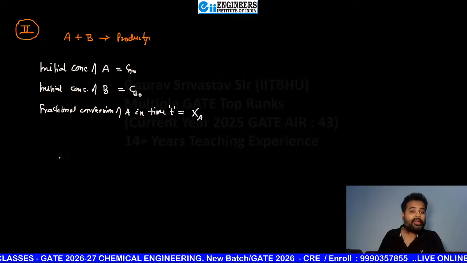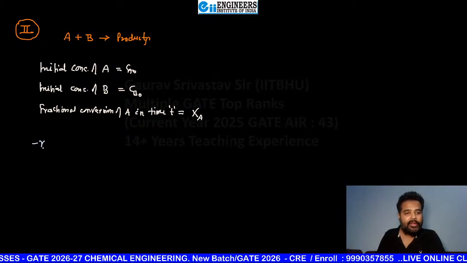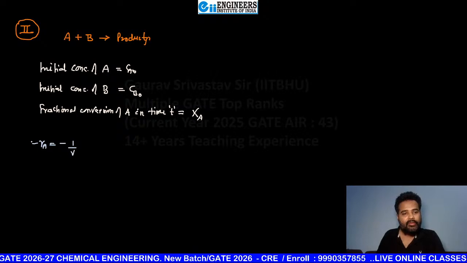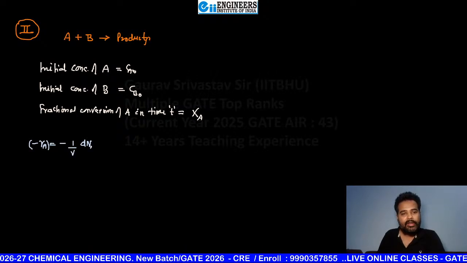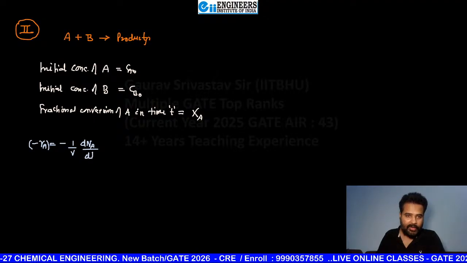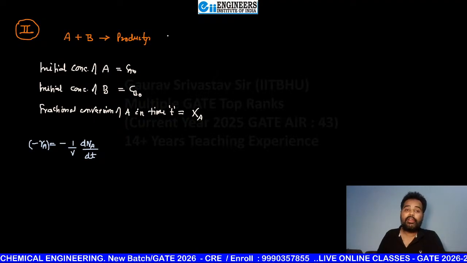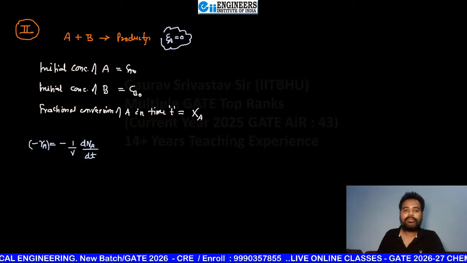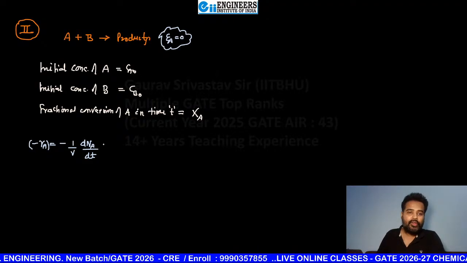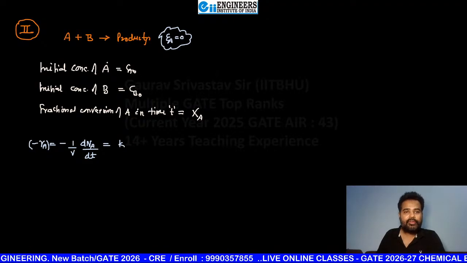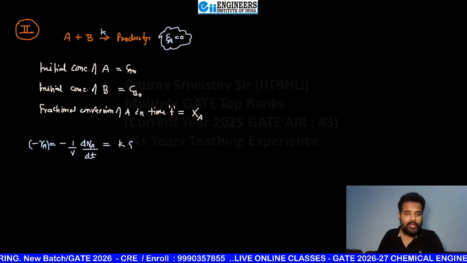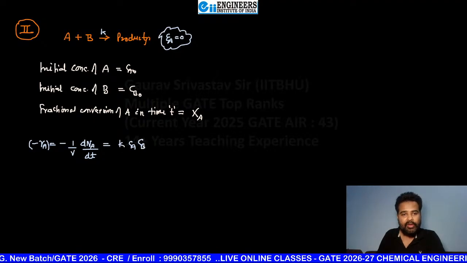And here the rate expression you are going to write like Ra is equal to minus 1 by V dNA by dt. And again, my dear students, here I am going to deal with the easiest case, epsilon A is equal to 0. So the reaction rate constant you can mention here as K. So it's K Ca Cb now.